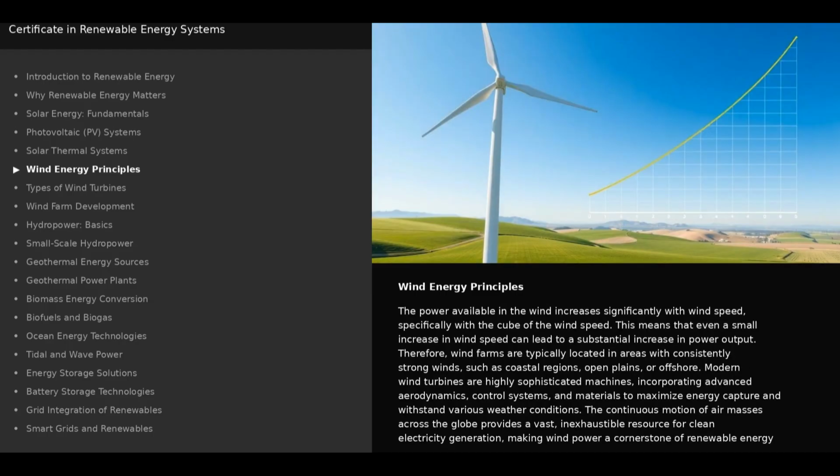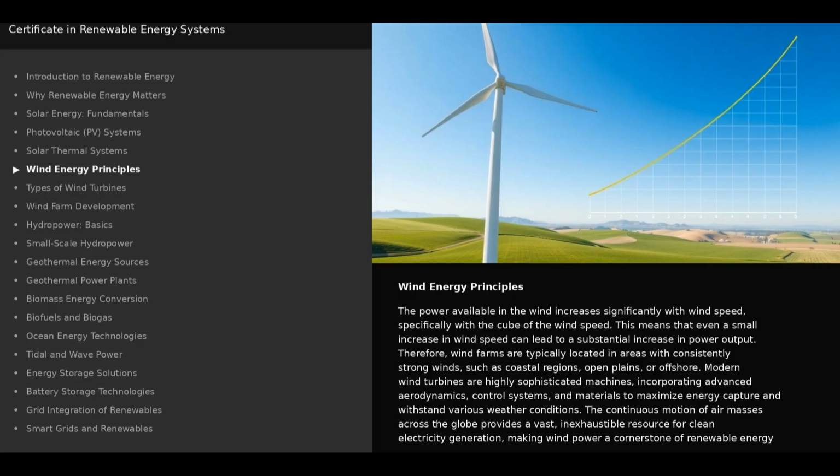The power available in the wind increases significantly with wind speed, specifically with the cube of the wind speed. This means that even a small increase in wind speed can lead to a substantial increase in power output. Therefore, wind farms are typically located in areas with consistently strong winds, such as coastal regions, open plains, or offshore.